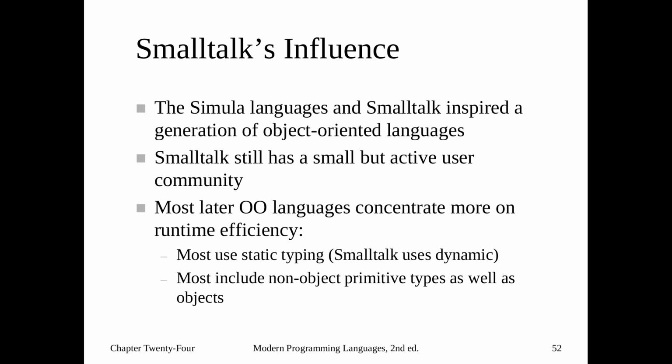Most include non-object primitive types. For example, Java's base level types like int, character, Boolean, all those different things. Those are our basic primitive types. They're non-objects. C# in the .NET platform has a bunch of those as well. But if we look at Ruby, Ruby does not. There are no primitive types in Ruby. But Python has primitive types.